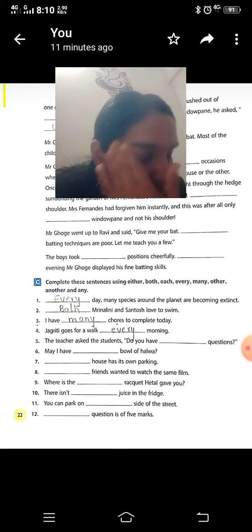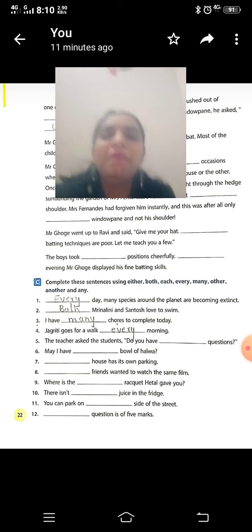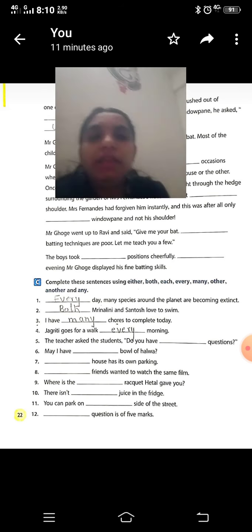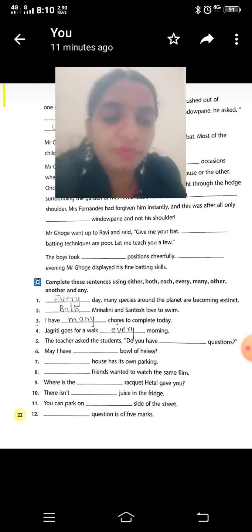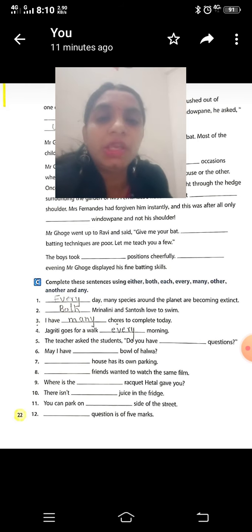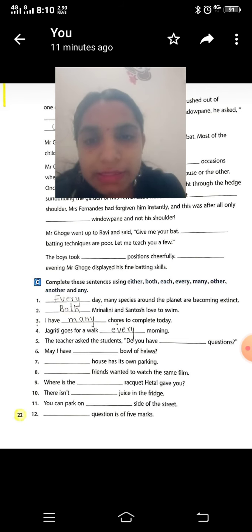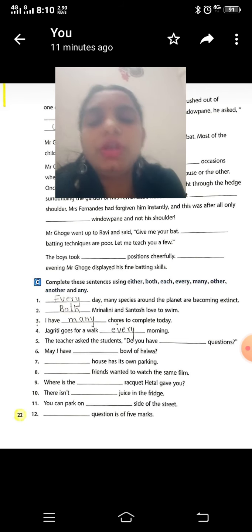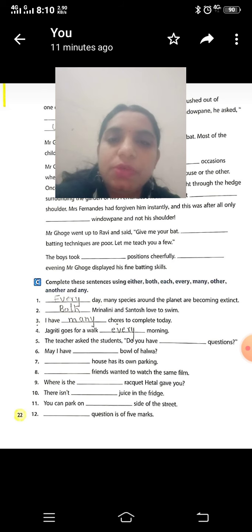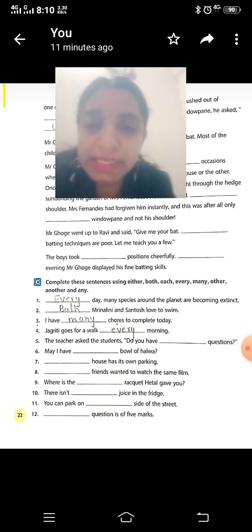So here is one very nice incident given about cricket. In this way, by reading and understanding, you know where to use the article and where to use the possessive pronoun. Here we have seen the use of the possessive pronoun. "Your batting is poor," Mr. Gog is saying. So here your is used as a possessive pronoun. Then see exercise C.